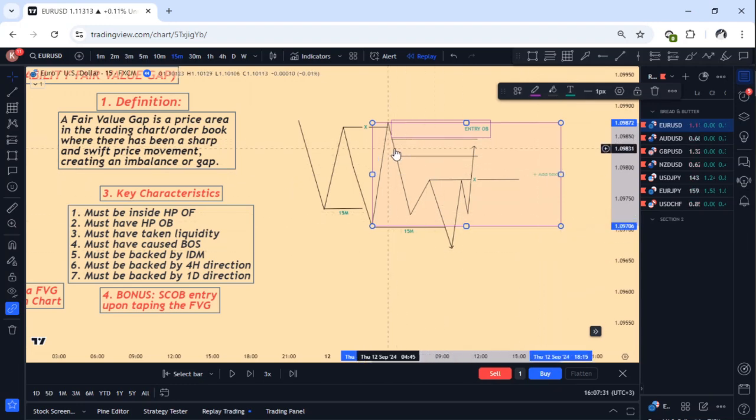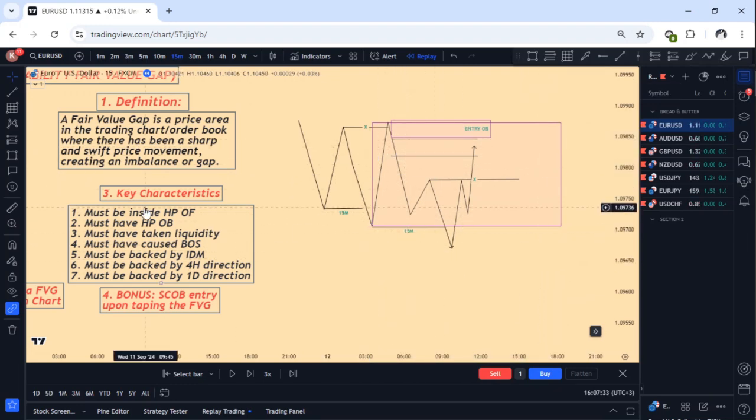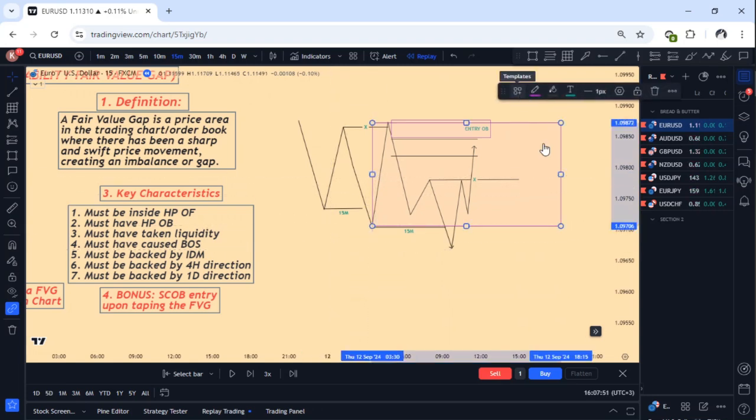The fair value gap is inside here. Number 2 must have high probability order block. High probability order block is above here, that took liquidity from the previous highs. It can be double like this, or it can be just from structural liquidity. Now I hope that is clear. As you can see, we are now building our case.